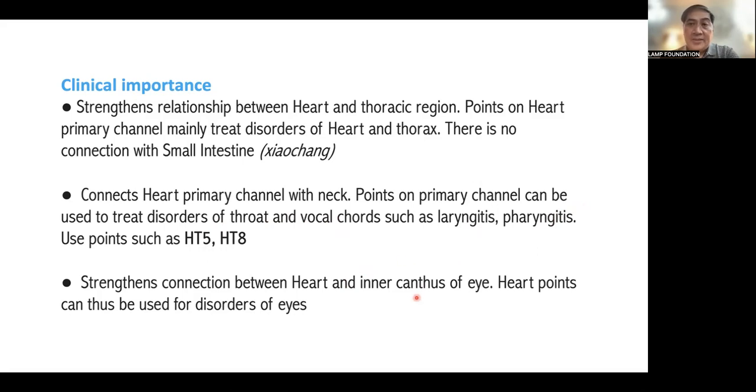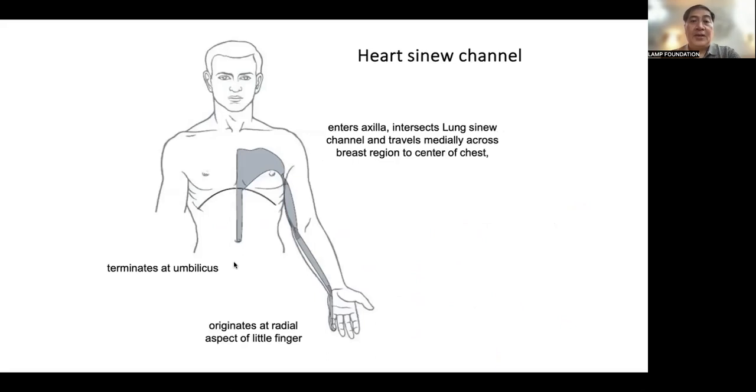So the heart divergent channel strengthens the connection between the heart and the inner canthus of the eye. So heart points can therefore be used for eye disorders. Okay. And lastly, we have the heart sinew channel, or the heart muscle channel.